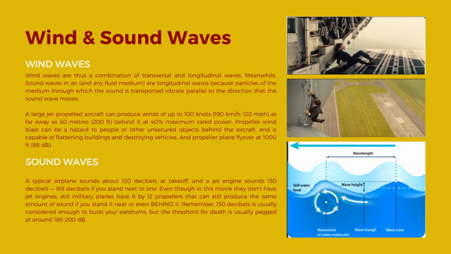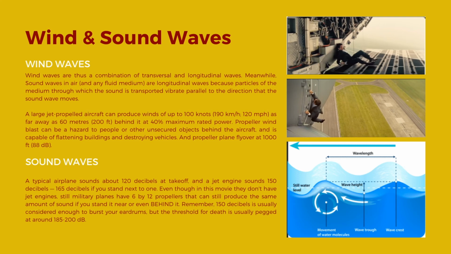The last one is wind and sound waves. This is basically just an explanation based on the theory that we know and based on the physics concept. A large jet-propelled aircraft can produce winds up to 100 knots as far away as 60 meters. Propeller wind blasts can be a hazard to people or other unsecured objects behind the aircraft, and are capable of flattening buildings and destroying vehicles, as a propeller plane flies over at 1,000 feet.